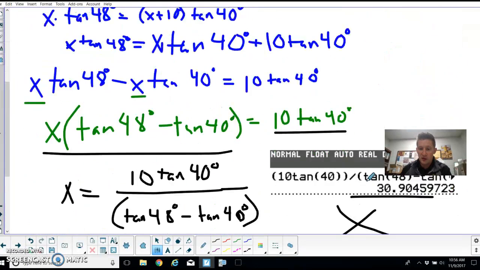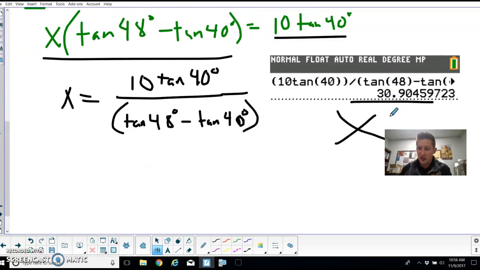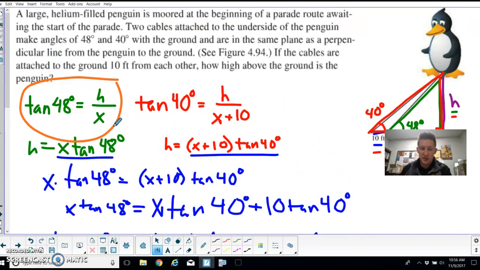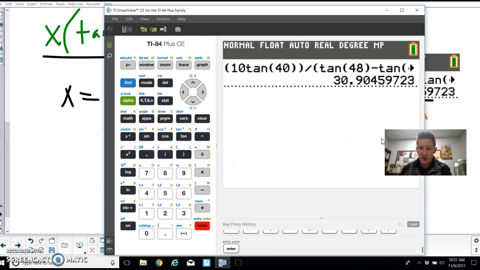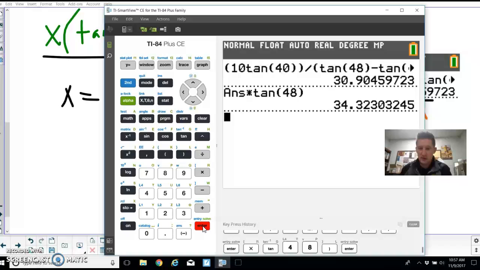So calculator-wise, I'm going to call this a. Okay, this is a, just so I know what I'm doing. So the tangent of 48 degrees equals h over a, and I'm plugging in that number, 30.9, whatever. So a times the tangent of 48 is going to equal h, the height. Because I left that number there, I'm going to take that number times, and when I hit that button, it's going to use the previous answer, times the tangent of 48, hit enter, and I got h.